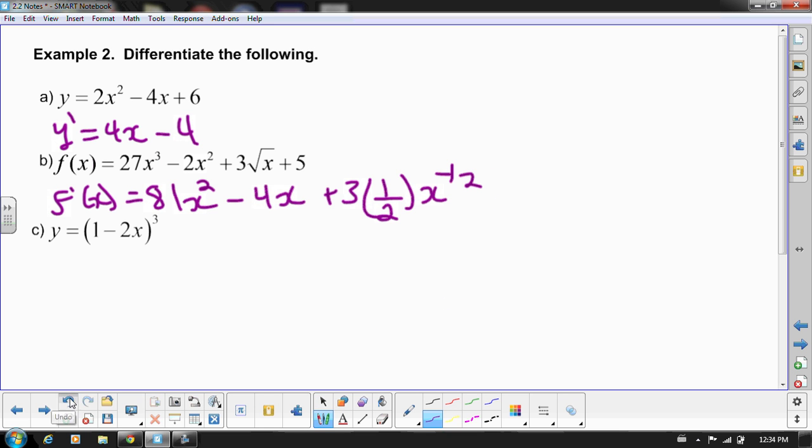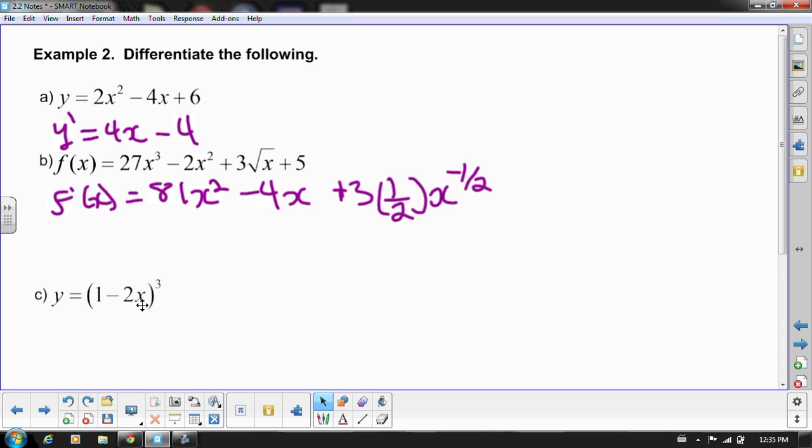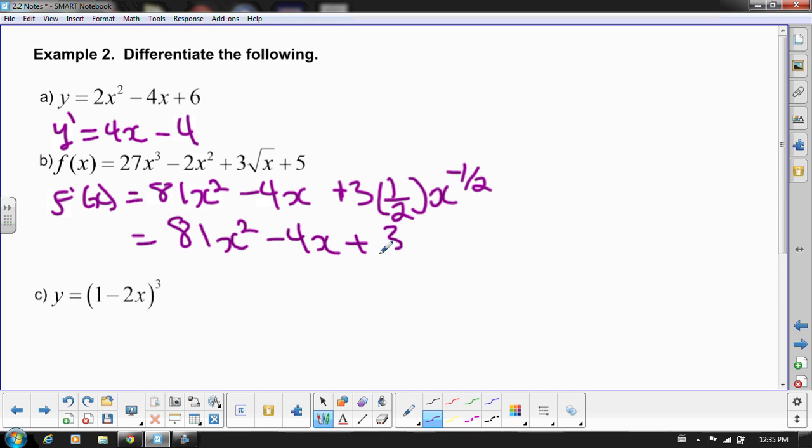I'm actually going to fix that. It looks a bit... Oh, okay. Let's rewrite that. So we're going to have 81x squared minus 4x plus 3 multiplied by 1 over 2 multiplied by x to the negative 1 over 2. And then the derivative of 5 has a value of 0. I have one last step to do here because we don't like negative exponents. We'll have 81x squared minus 4x plus 3 over 2 square root of x.